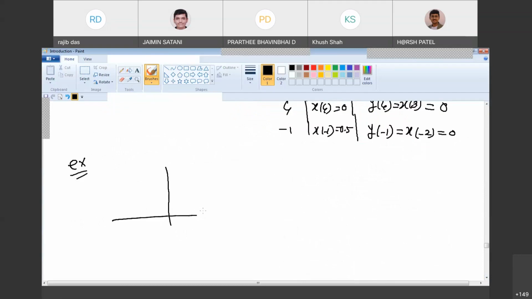Okay, if this is my x of t, this is minus 2, this is minus 1, this is plus 1, and this height is 2, and this is 1. Okay. Now, if I ask you to find y of t, which is nothing but x of t plus 3, can I draw?